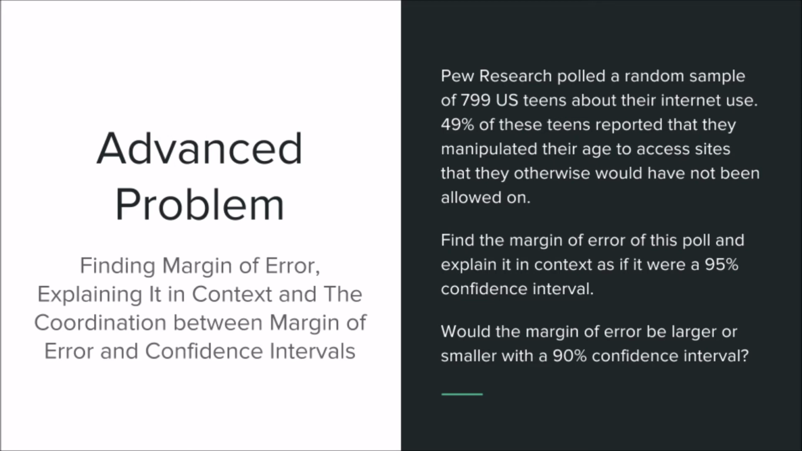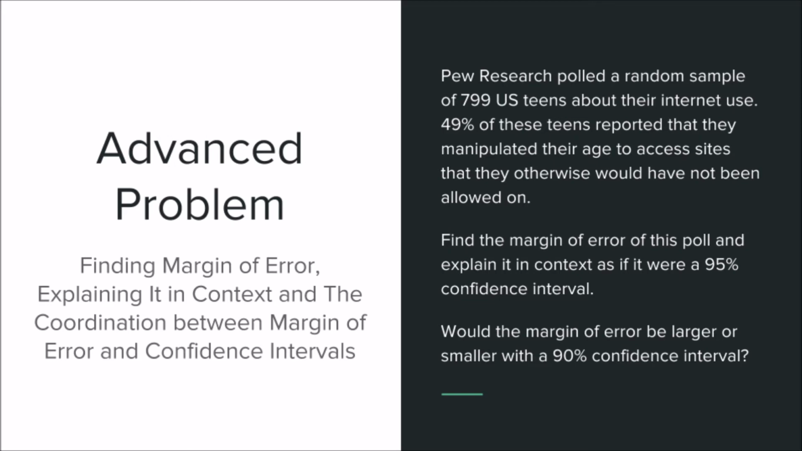The problem states that Pew Research, which is pretty cool when you look at real-world stats, polled a random sample of 799 teens about their internet use. 49% of these teens reported manipulating their age on the internet to access sites that they could not otherwise access because of their age.